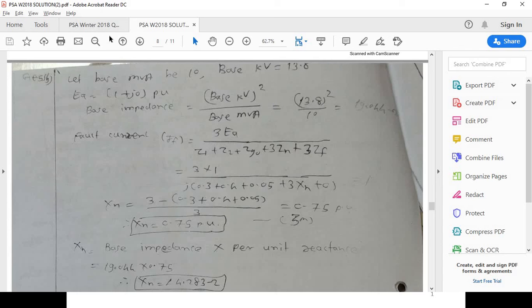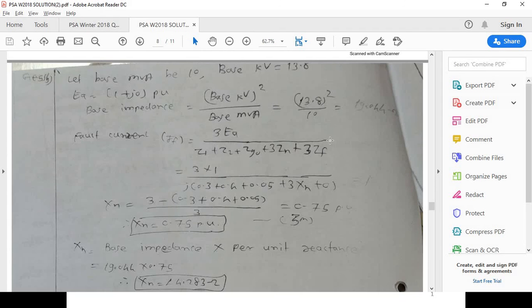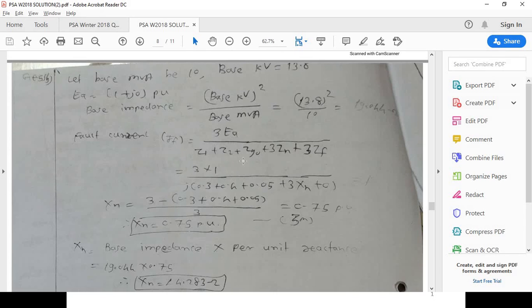Okay. So what is the actual question? We have to calculate the neutral reactance for a line to ground fault of zero fault impedance. Zero fault impedance means Zf will be 0. Then we have to calculate it so that the fault current will not exceed the rated line current. Here you have the other remaining parameters, but we have to calculate the impedance of the neutral. That reactance we have to calculate, because in this case we are going to consider a current limiting reactance. That's why resistance will be 0, and this Zn will be replaced by Xn in the succeeding formula.